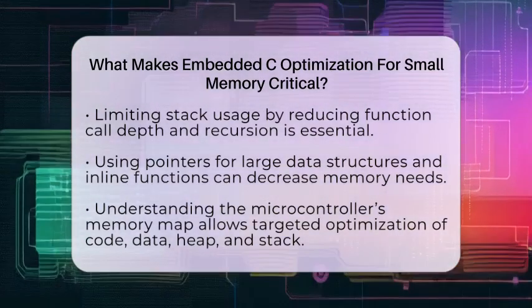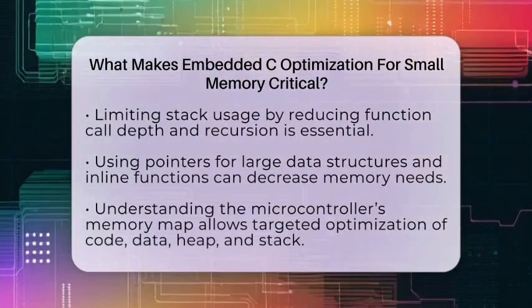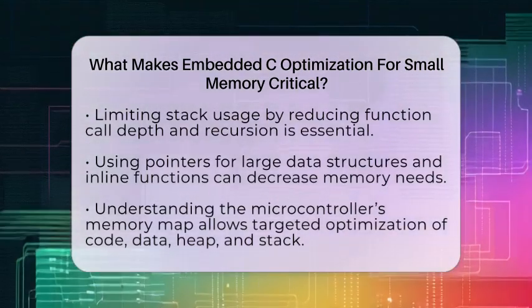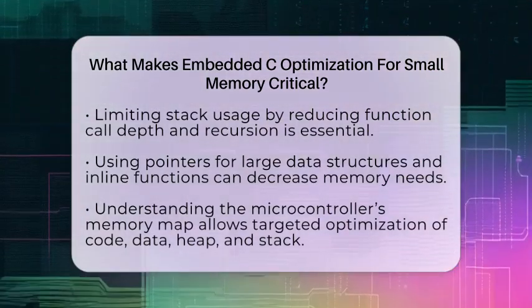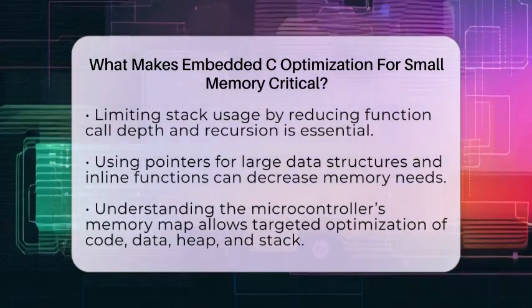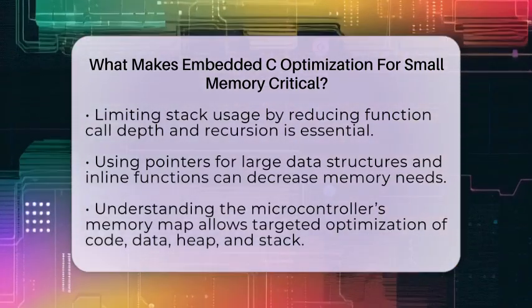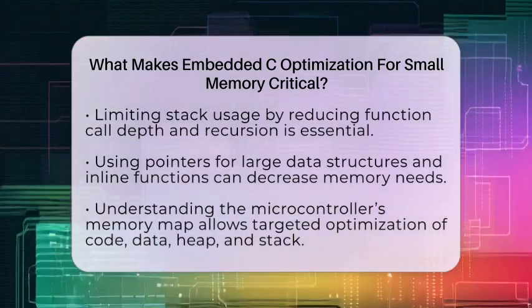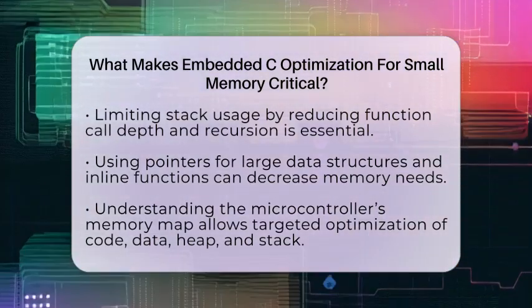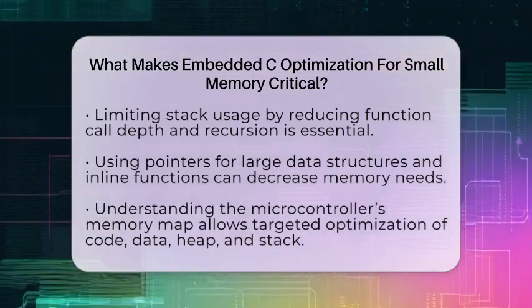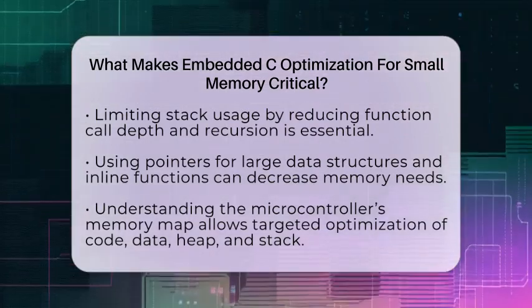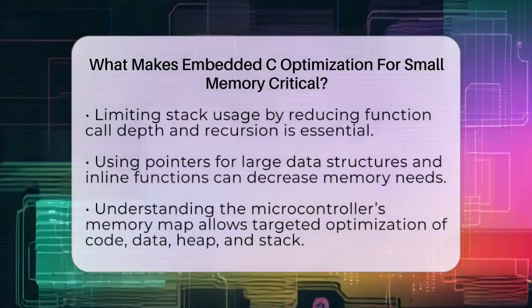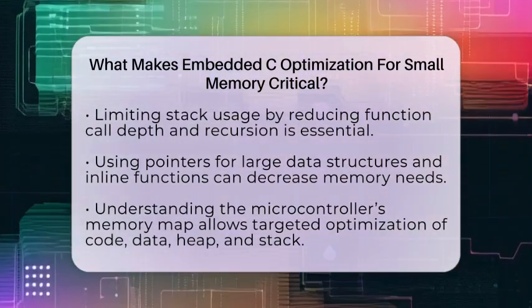Understanding the microcontroller's memory map helps target your optimization efforts. Knowing where code, initialized data, uninitialized data, heap, and stack are stored allows you to optimize each section effectively. For example, keeping constant data in read-only memory saves space in RAM. Algorithm choices matter too. Use algorithms that work in place, like in-place sorting, to avoid extra memory.